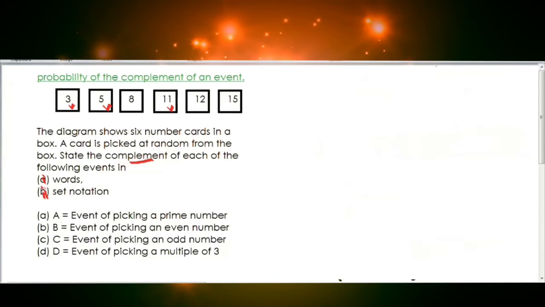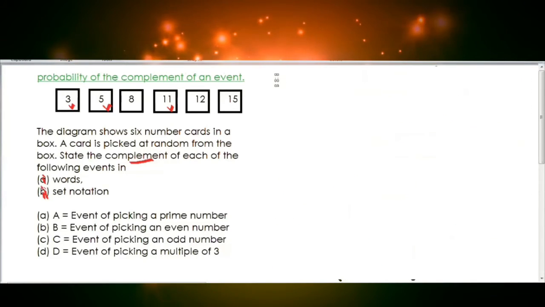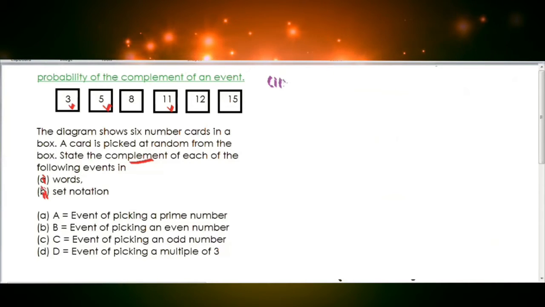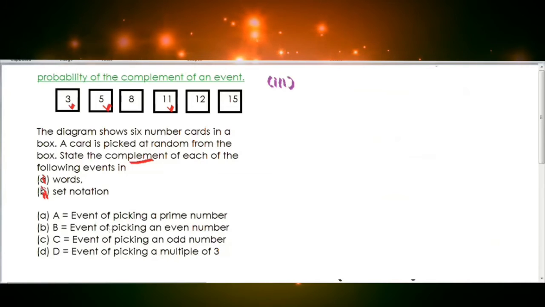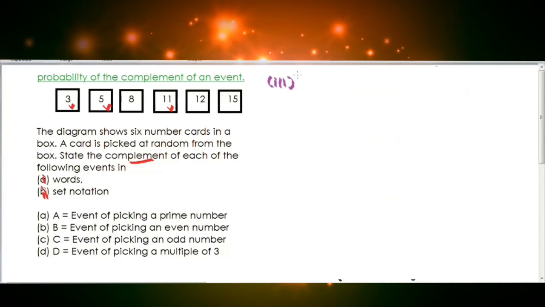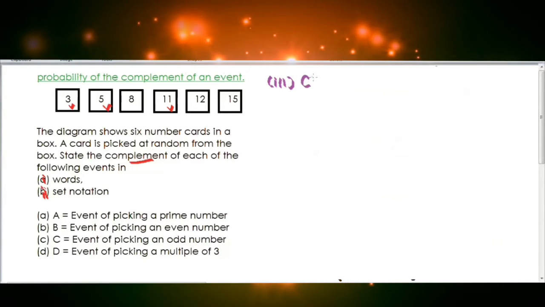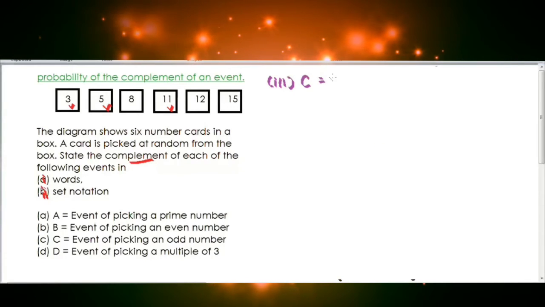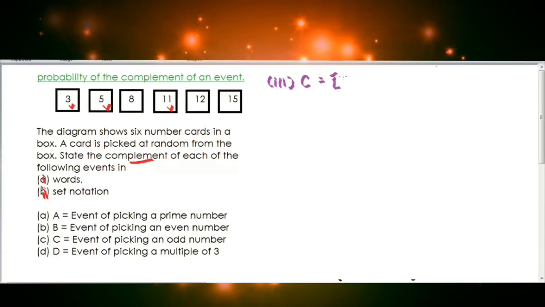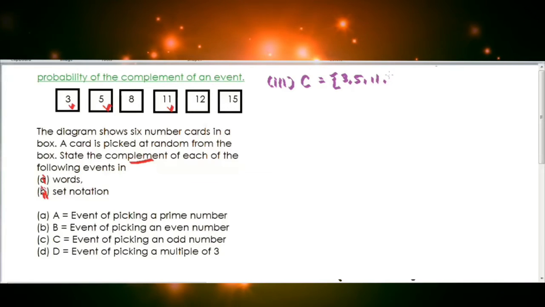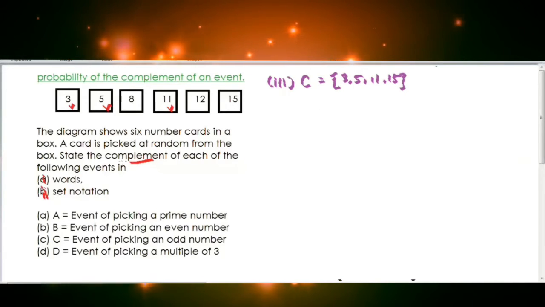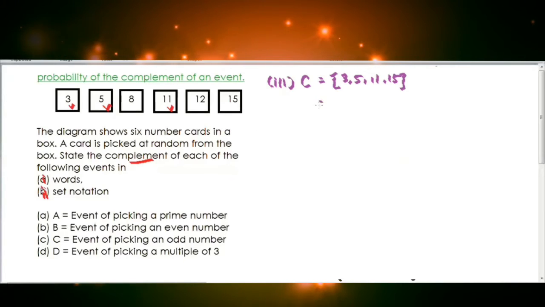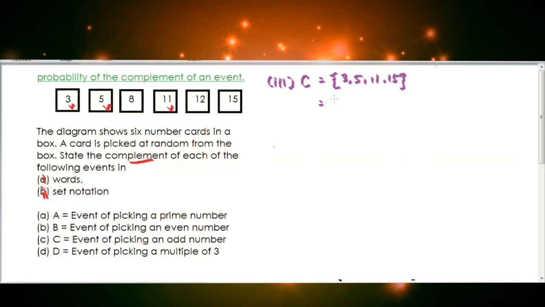Complement. Now the question requires mention of the event of picking an odd number, so we use C as an event. C, the odd numbers, are 3, 5, 11, and 15. So when the answer requires us to find a complement, it means we need to find a number which is not an odd number. So we need to find the even numbers.